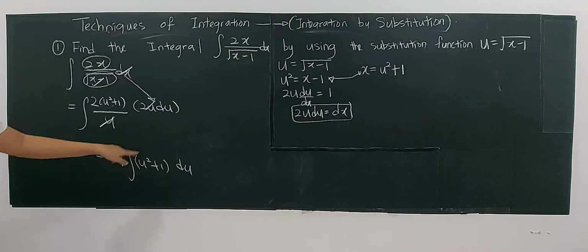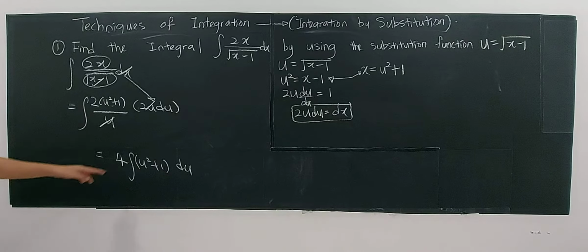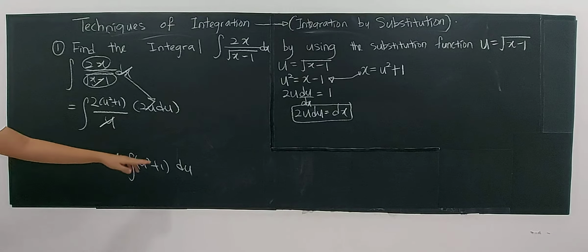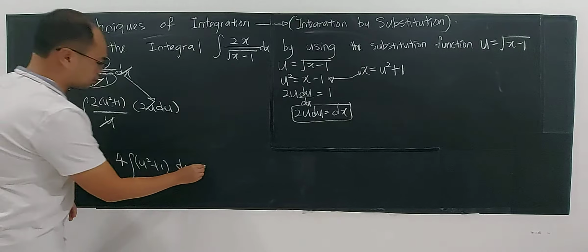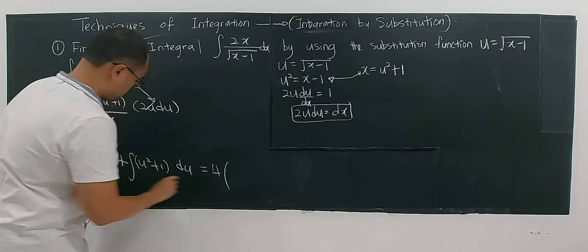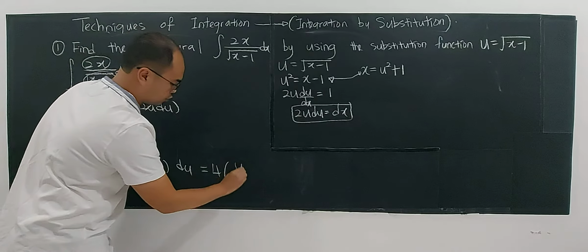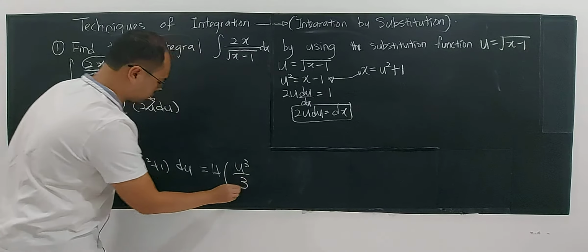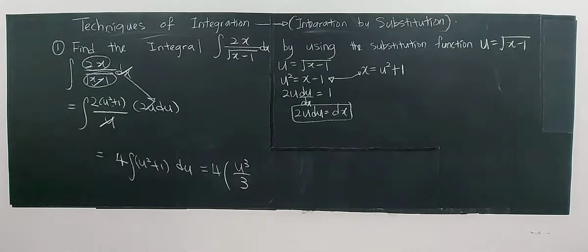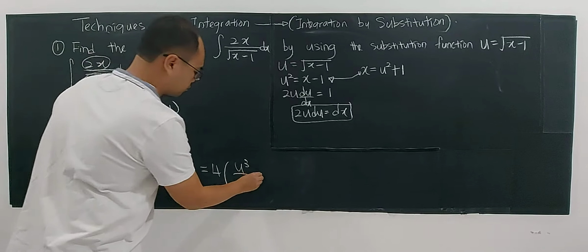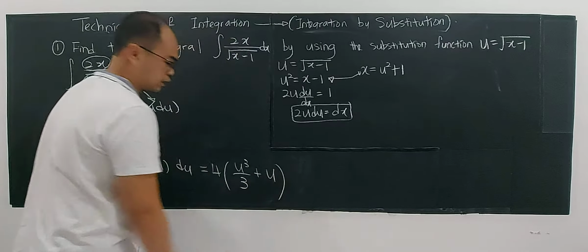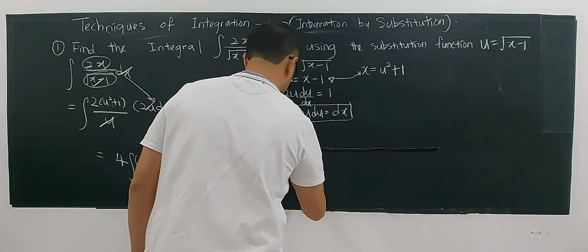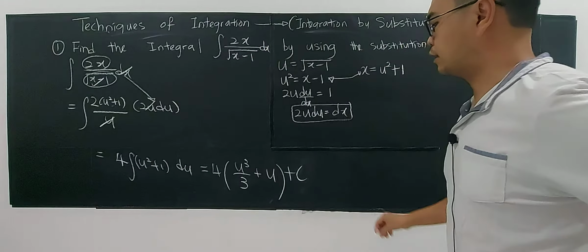So it becomes a very simple integrand. It's a polynomial, a quadratic. If you integrate this, you have 4 times u to the power of 3 over 3, plus, integrating 1, you have u, plus c. So you have done with your integration.